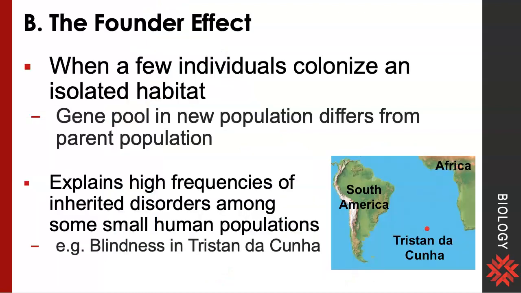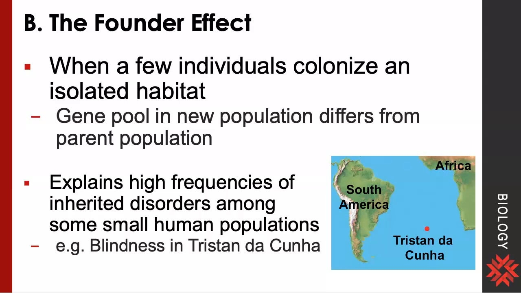The founder effect is another type of genetic drift. And the founder effect is when you have a few individuals from a parent population go and colonize and start a new population. So then the gene pool in that new population is going to be different from the parent population. And again, because you have just a few individuals going to colonize that new population, the gene pool that you have as a result is just going to be associated with chance.